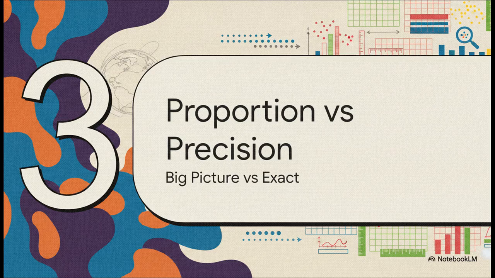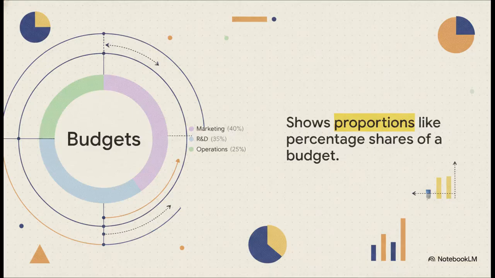Section 3. Proportions versus precision. Now, what's really interesting here is a choice every data storyteller eventually has to make. Do you need the big picture, or do you need mathematical precision? Circular charts, like pie charts or donut charts, instantly reveal percentage shares. By showing proportions as slices of a whole, your brain just immediately grasps the hierarchy. It's incredibly useful for things like budget allocations across marketing, R&D, and operations. You don't need to do any mental math, you just instantly know which slice is taking up the most room.